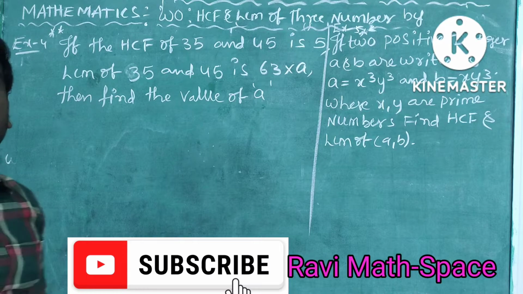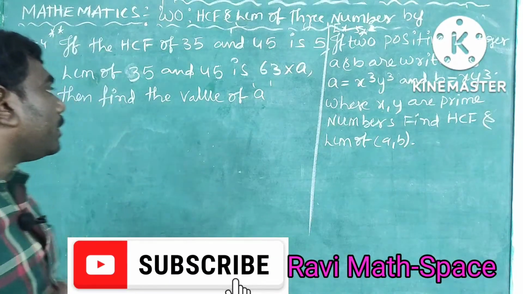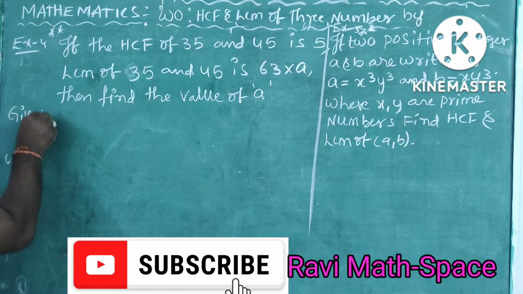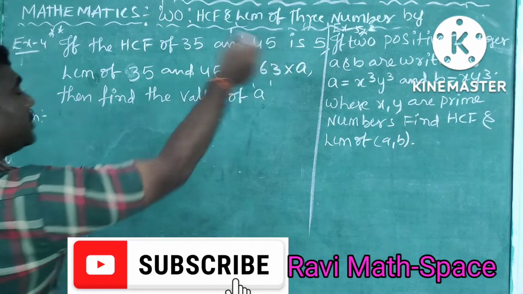Okay, how to simplify here? Listen carefully, understand the concept here. Okay, first write the given values here. What are the given? HCF of 35 and 45 is 5.